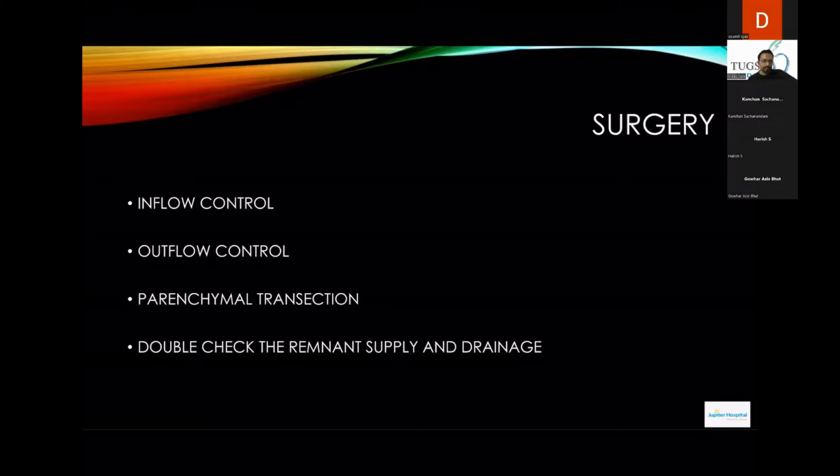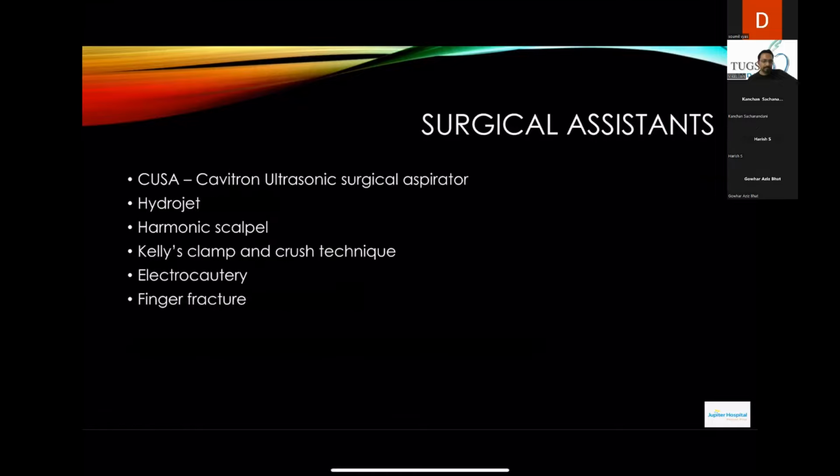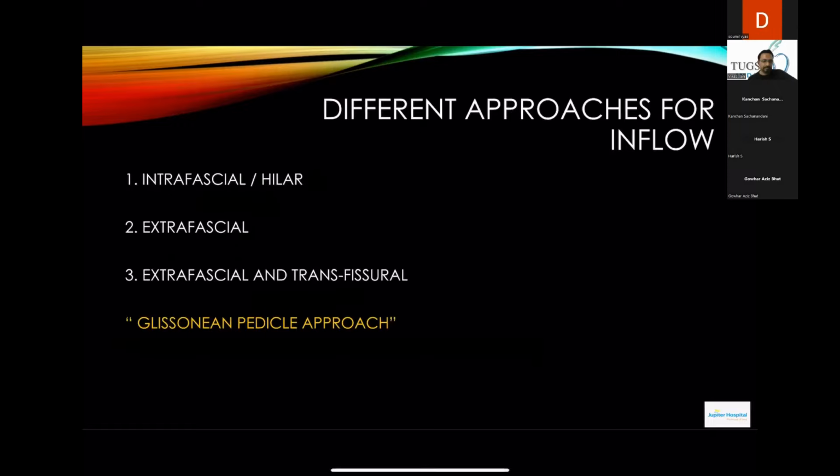So what are the basic surgical principles in any hepatectomy? It's the inflow control, the outflow control, then you go for the parenchymal transection, but do not forget to check the remnant supply and drainage again, so that you don't end up in a post-operative liver failure. So what are your surgical aids in parenchymal transection? It can be a Kelly clamp crush technique. Nowadays we use more of CUSA. We have hydrojet as well, harmonic scalpel, LigaSure can be used, cautery can be used, or the finger fracture technique, which is relatively obsolete now.